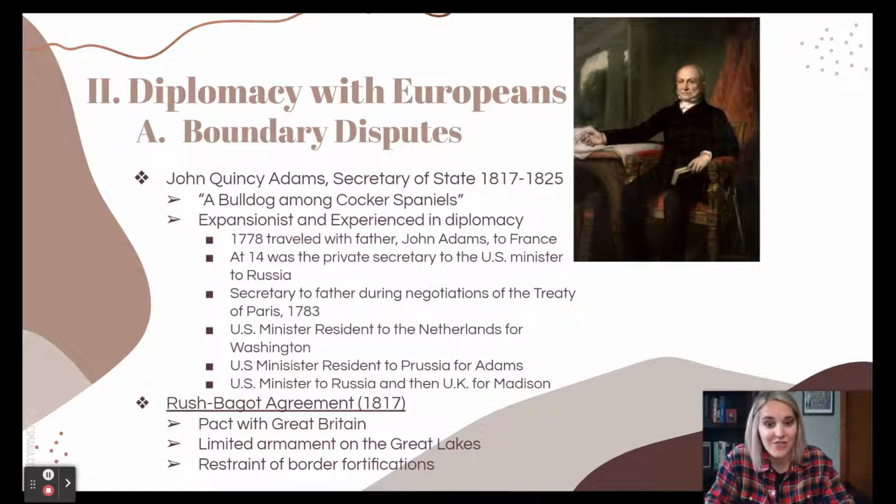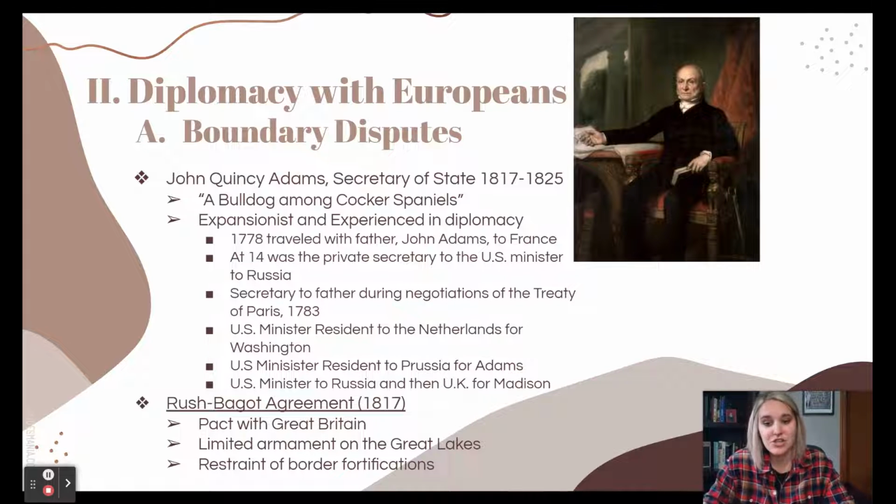And so when he was young, he traveled with his father, John Adams, to France and watched the diplomatic negotiations that happened in those years of the American Revolution. At just 14, he was the private secretary to the U.S. minister in Russia. And then for his father, he was the secretary during the Treaty of Paris, the end of the Revolutionary War. He was the minister resident to the Netherlands for Washington, the minister resident for Prussia for Adams, and then the minister to Russia, and then in the UK for Madison. So he has had a wealth of experience dealing with other countries.